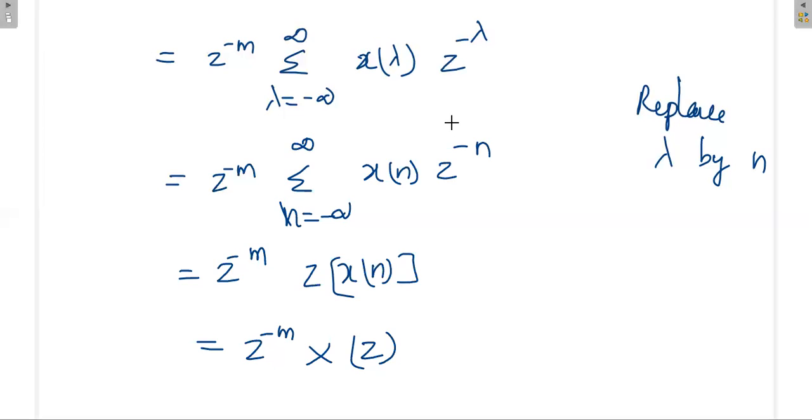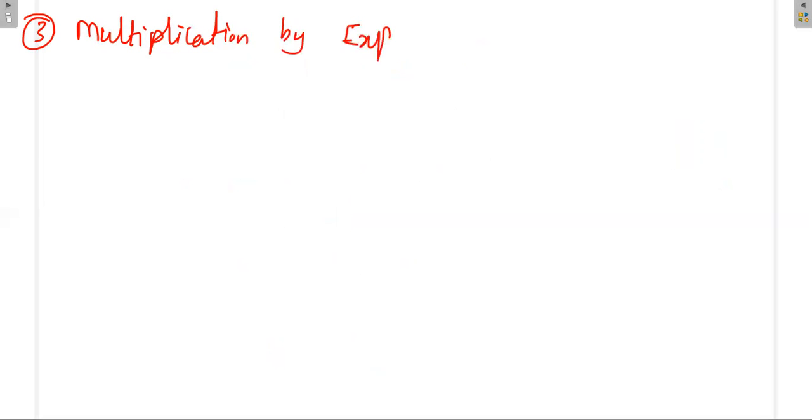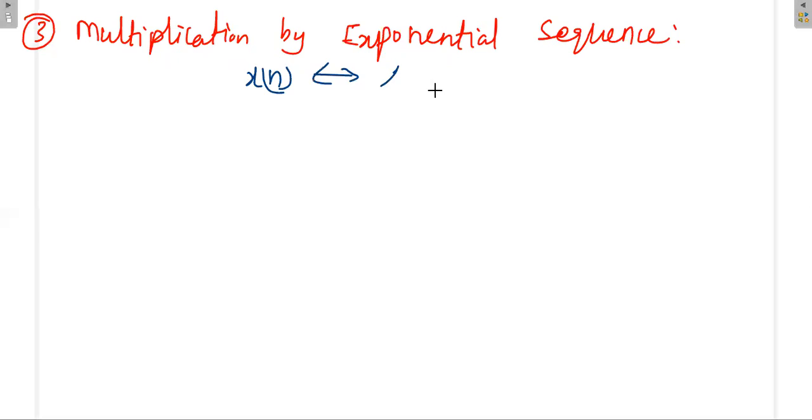Okay, so next property is multiplication by exponential sequence. That means x of n and its z transform are a pair, x of z. Then what is a power n multiplied with x of n?